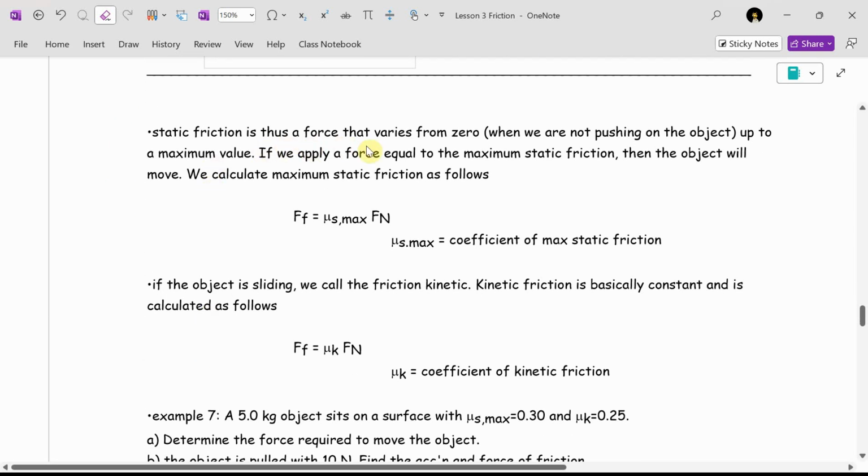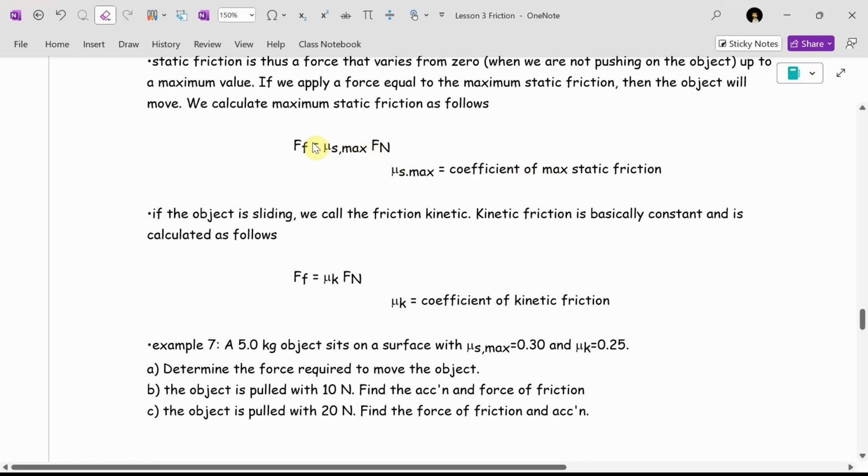Static friction is thus a force that varies from 0 when we're not pushing on the object up to some maximum value, and once you go bigger than that maximum value, the object will accelerate. We calculate static friction. Friction is mu times the normal force, but we use a static coefficient of friction, which is usually a little larger than the kinetic coefficient of friction, which is the one that we use when we're moving. I'm not going to distinguish between the two.